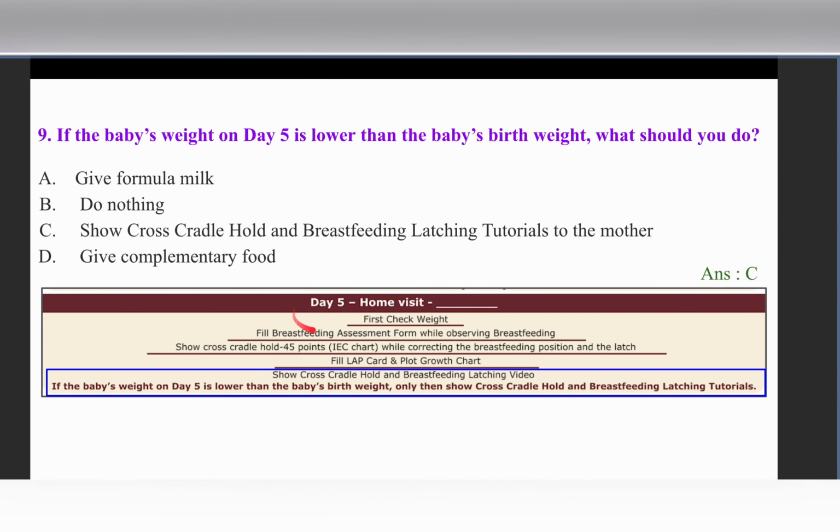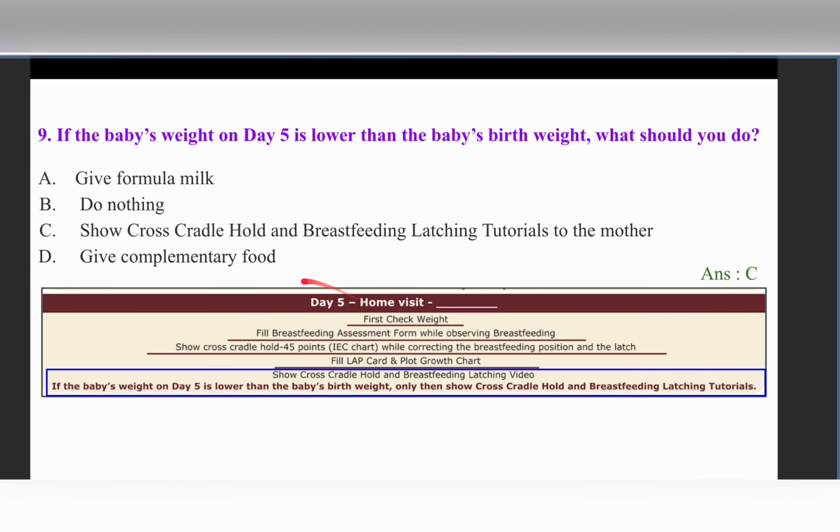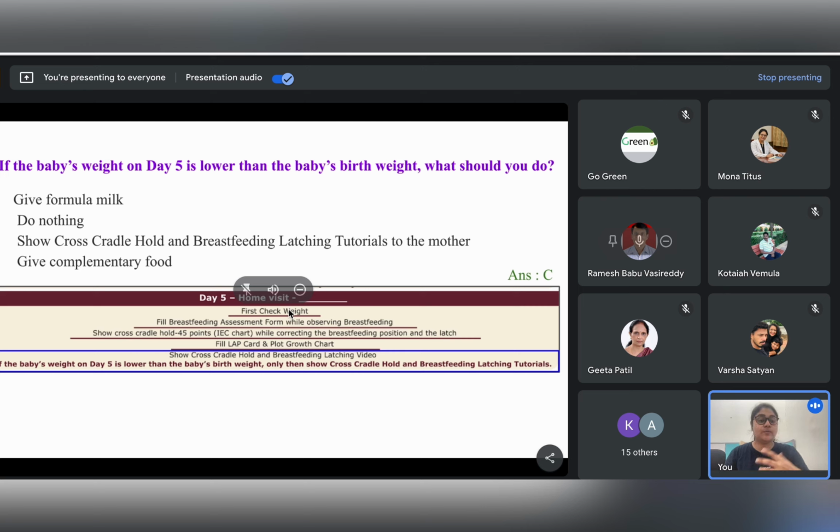So as you can see, for a day 5 home visit, first it is very important to check the weight of the child, and then the breastfeeding assessment form. You have gone through the points and why it is important to observe the breastfeeding. So it is very important to silently observe the breastfeeding first as to see whether the mother is breastfeeding properly or not, and then to motivate and educate the mother regarding the correct way of breastfeeding, right?